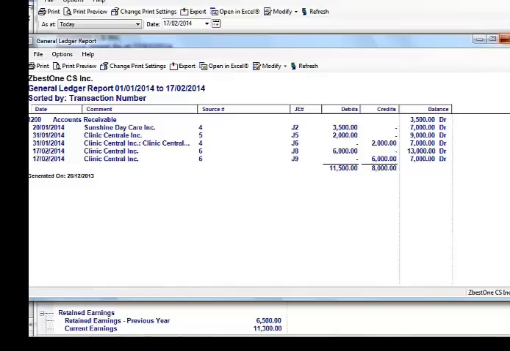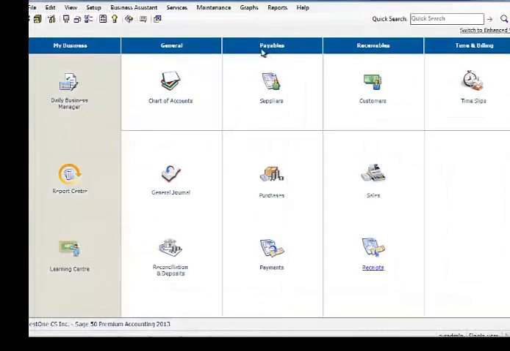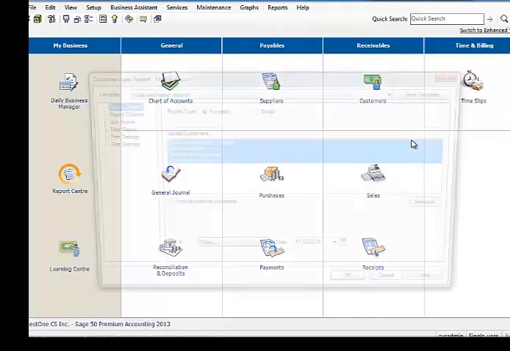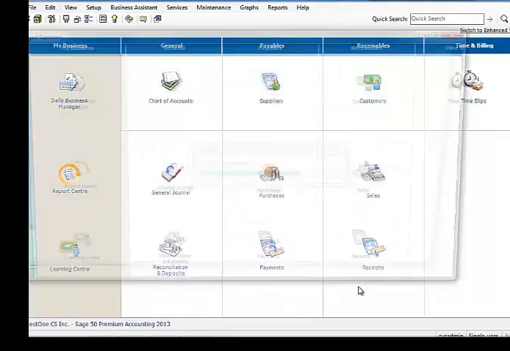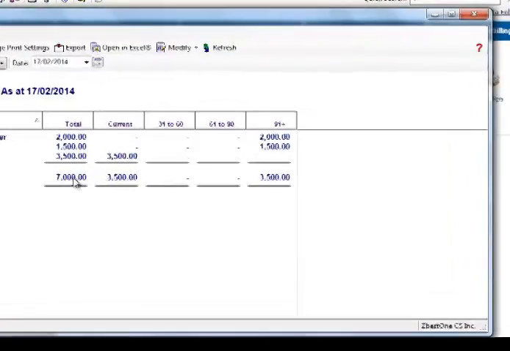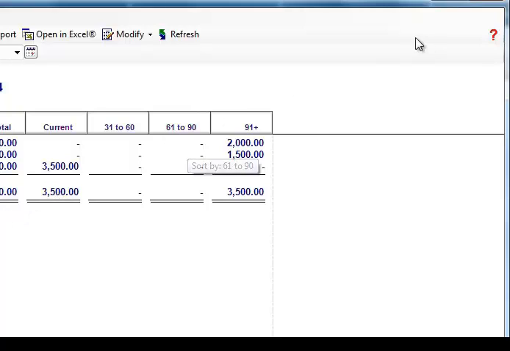Who are those prior customers? We will go to reports, we'll go to our receivables, our customer aged, and the $7,000 are these customers that have not paid us. We have a few customers that have not paid us, for example, Bel Air and Daycare. We'll see what happens in the month of March.